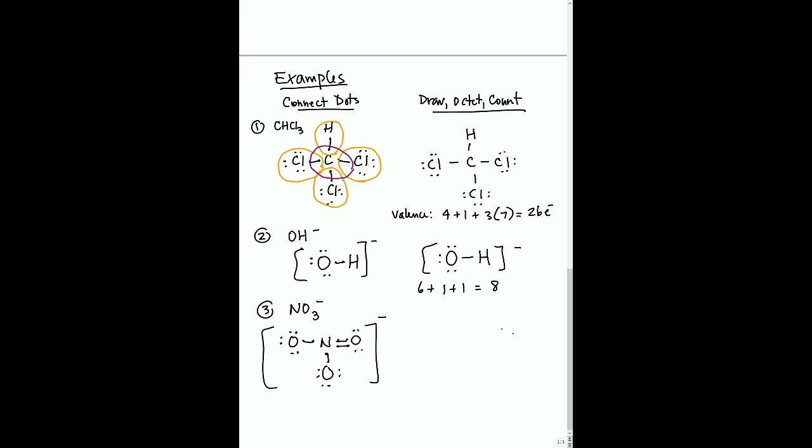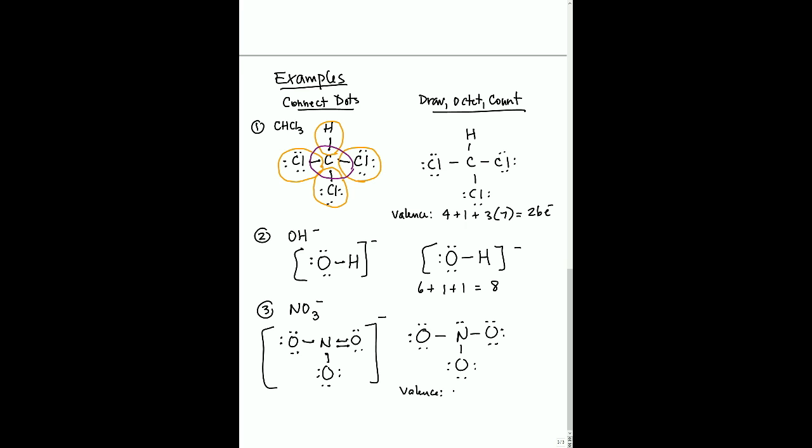Okay, so if we're going to connect the dots, we would put the nitrogen in the middle, connect our 3 oxygens. That's our draw. Okay, now the octet, let's give every atom an octet. And I seem to have an extra dot here, besides all that other stuff. Okay, so now when you count electrons in this picture, you'll see that it has too many electrons, because we add up all our valences.